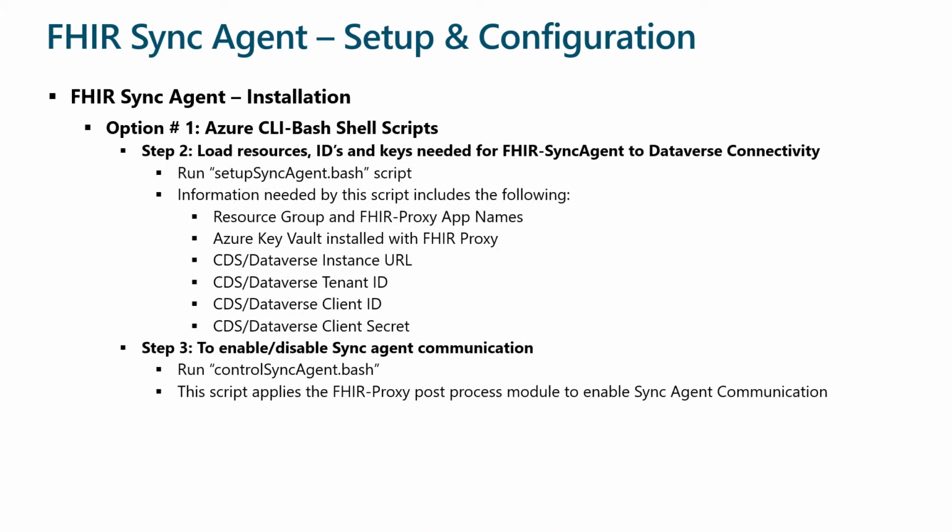Once you deploy the sync agent, the next step is to run the setup sync agent bash script. And this script needs the following: resource group and the FHIR proxy app names, along with the Azure Key Vault that is installed along with the FHIR proxy, Dataverse instance URL, Dataverse tenant ID, Dataverse client ID, and client secret. This is from the Azure AD app registrations that we have done in the previous step. Step 3 is to enable or disable sync agent communication. You can run this control sync agent bash script. This script applies the FHIR proxy post process modules to enable sync agent communication.